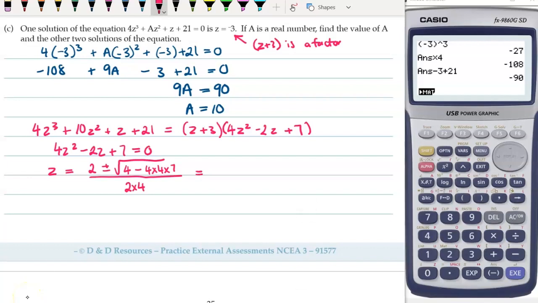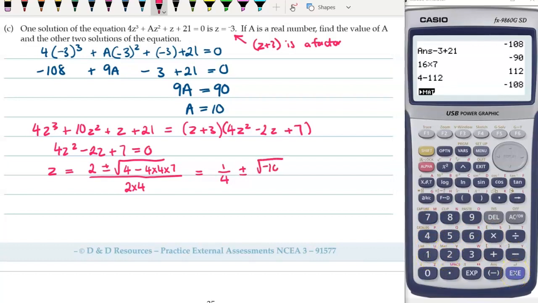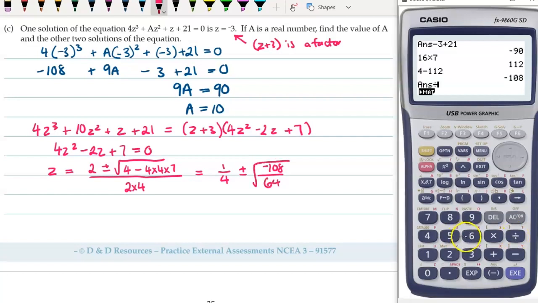Which is going to be 2 over 8 at the beginning part, so that'll be 1/4, plus or minus, and then we've got 16 times 7, and we're doing 4, take away that. So this will be the square root of minus 108 over 8. Now, if we include the 8 into that square root and make it a 64, then we can do some simplifying. Let's see if that helps us at all.